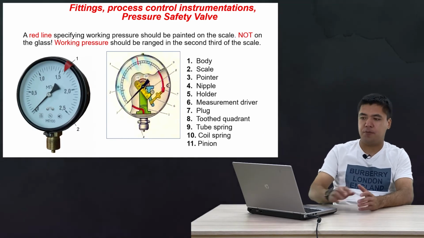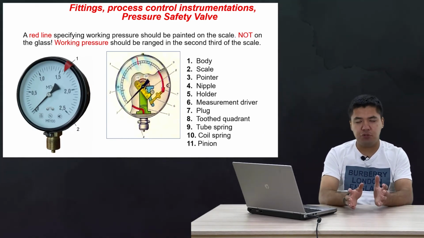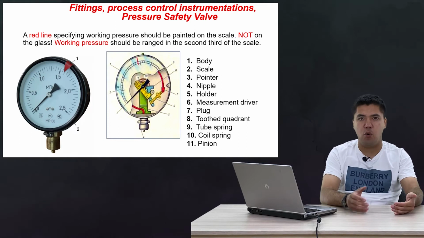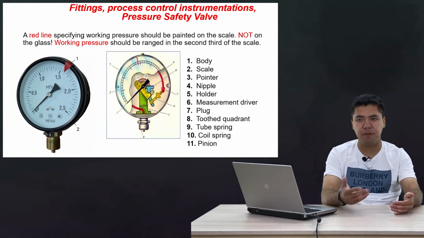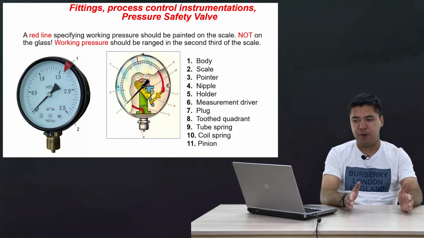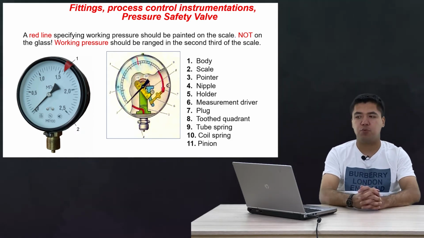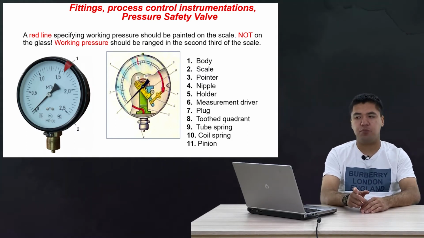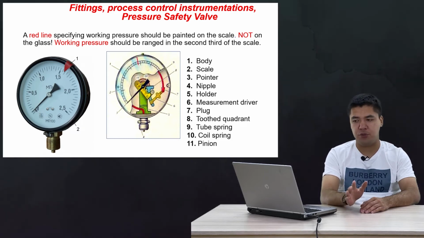And the next one, pressure gauges shall meet the national standards, national requirements. There are more than 10, maybe 15 different types and calibrations of pressure gauges. But despite this fact, all pressure gauges need to be marked, and a red line specifying the working pressure shall be painted on the scale, not on the glass. Working pressure should be in the second third of the scale. So please pay attention to this information.